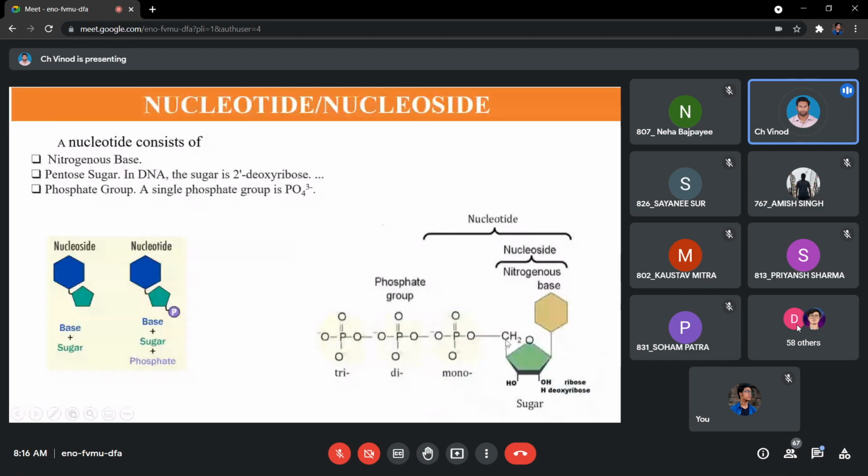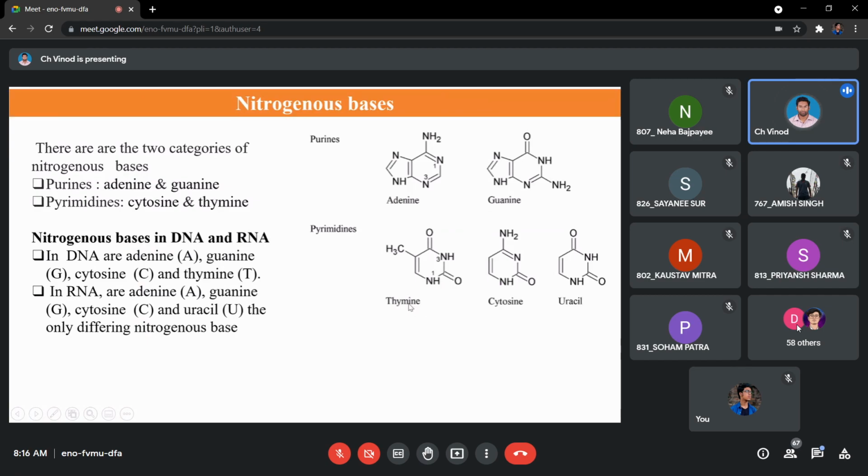When we look at the formation of DNA and RNA, we have three important structures to be studied. Number one is your nitrogen base, number two is your sugar, and number three is your phosphate. Phosphate is a high energy molecule which will be crucial for the establishment of these bases. When we come to nitrogen bases, we have two different kinds: purines and pyrimidines. In purines, we have adenine and guanine. In pyrimidines, we have thymine, cytosine, and uracil.